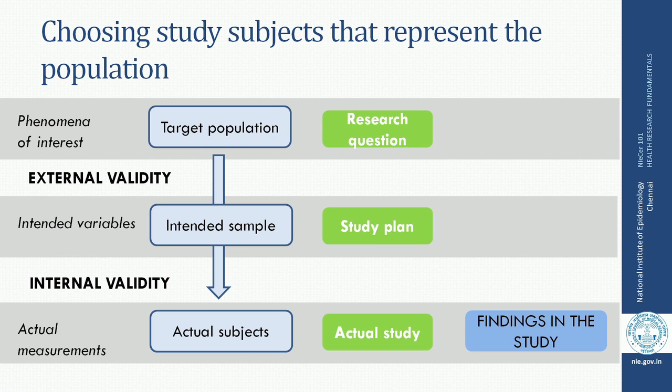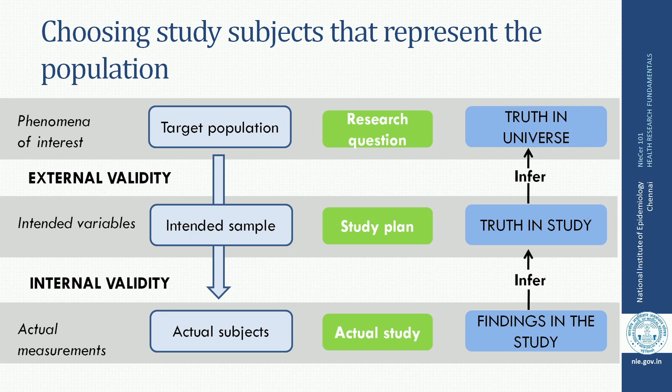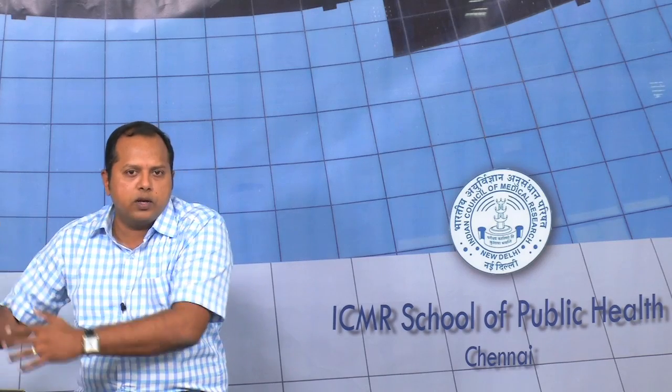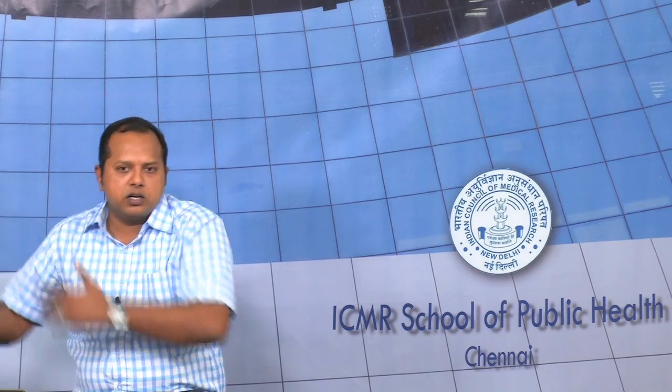Say, from the findings of your study, from those actual subjects, what you infer is called the truth in the study. And this truth in the study is what you are trying to infer over the truth in the universe. So, this goes in reverse. You are trying to generalize your study findings over the population of interest, and that is what I have depicted as truth in the study and truth in the universe.